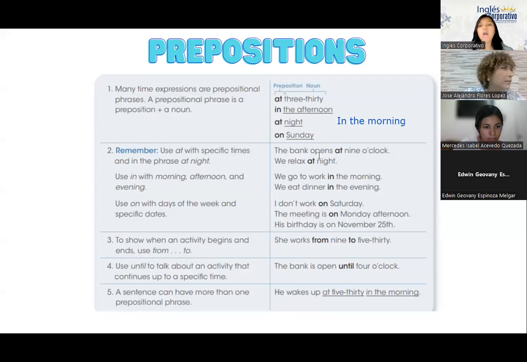The bank opens at 9 o'clock. We relax at night. We go to work in the morning. We eat dinner in the evening. Teacher, ¿y qué es in the evening? In the evening es por la tarde. Pero ¿de qué hora a qué hora consideramos en la tarde? Tarde-noche. Desde las 5 hasta las 8, 9. Así se considera in the evening.